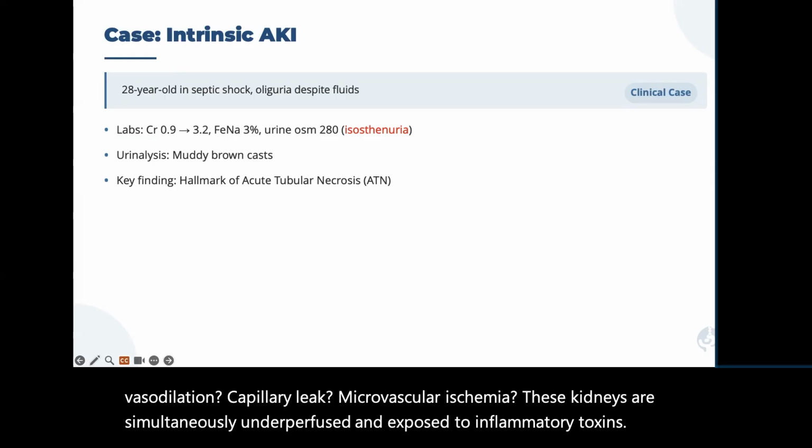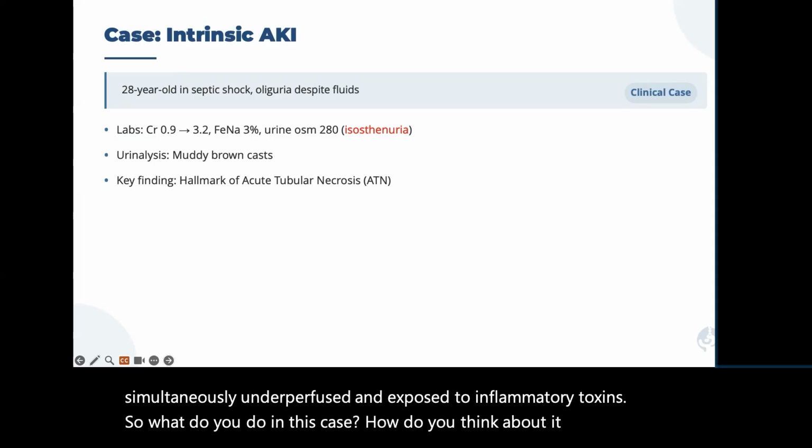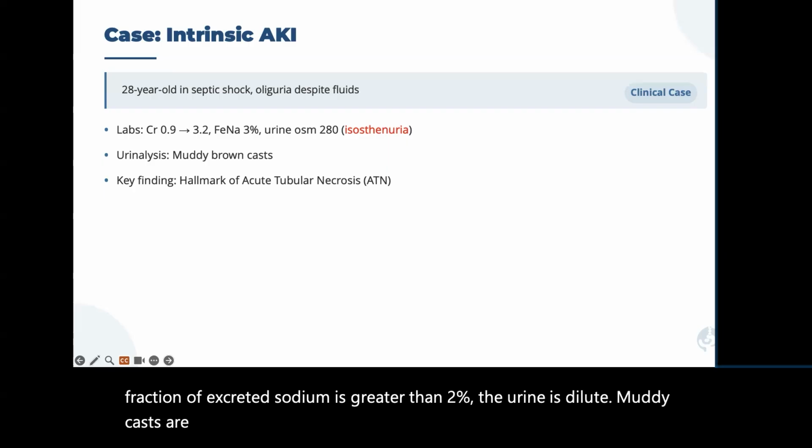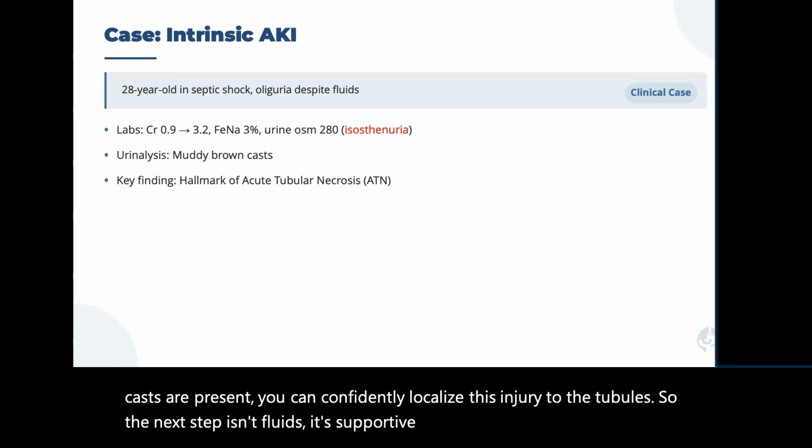So what do you do in this case? How do you think about it? Well, if the fraction of excreted sodium is greater than 2%, the urine is dilute, and muddy casts are present, you can confidently localize this injury to the tubules. So the next step isn't fluids, it's supportive management.